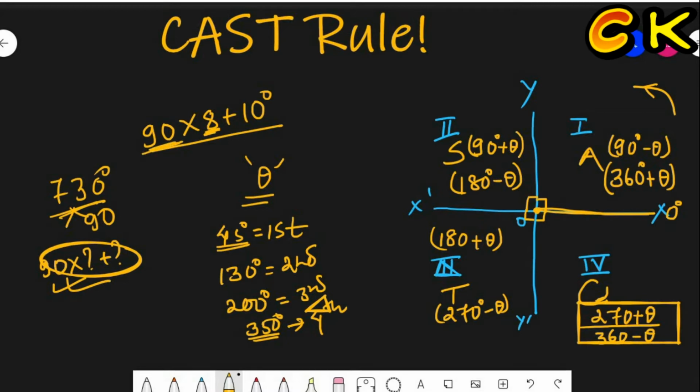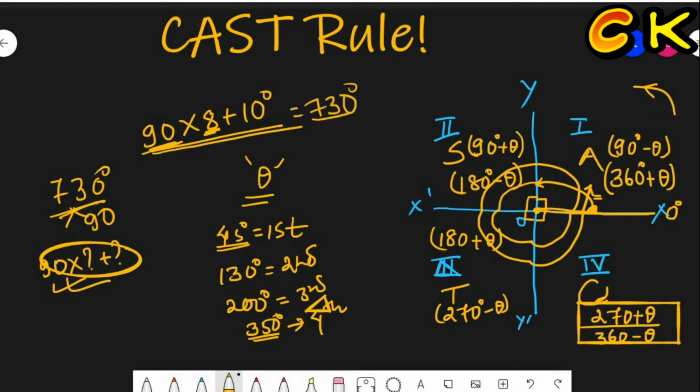So let's start our journey from this OX. From here to here 1, then 2, then 3, then 4, then 5, then 6, then 7, then 8, and then plus. Plus means backward or forward? Forward. So if we move one step forward, we reach the first quadrant. Hence 90 degrees into 8 plus 10 degrees, that is 730 degrees, lies in the first quadrant. In this way we can say in which quadrant any given angle lies.